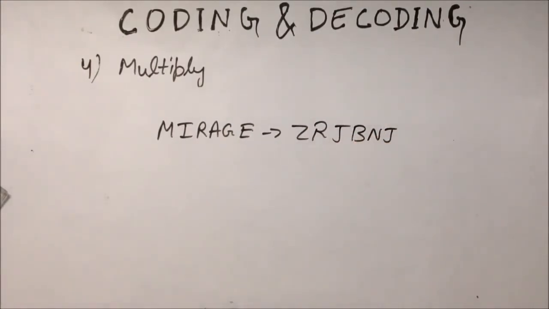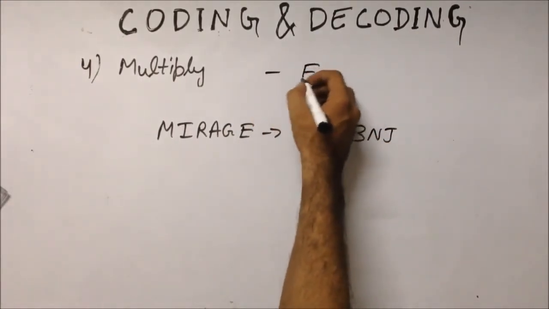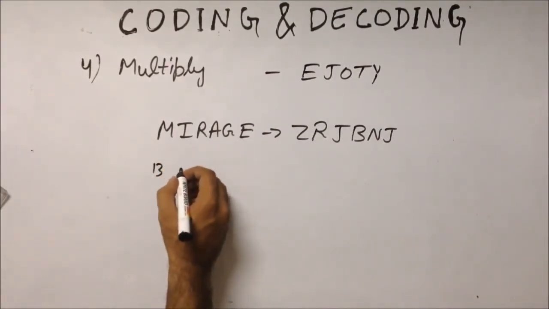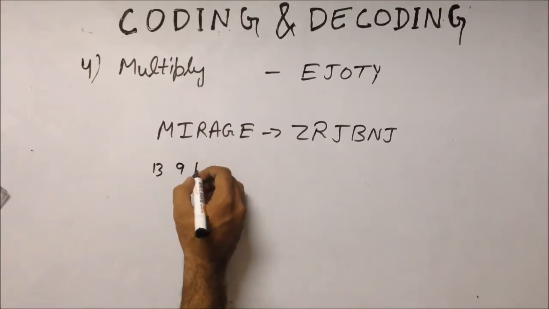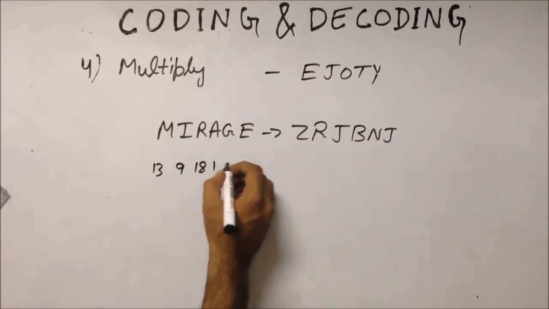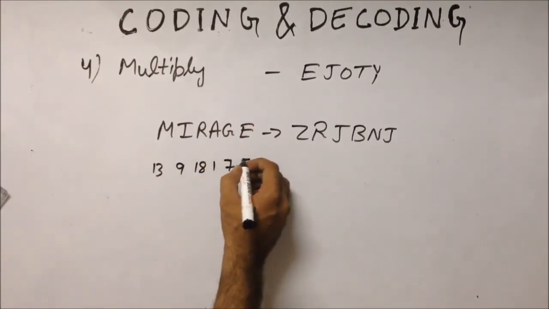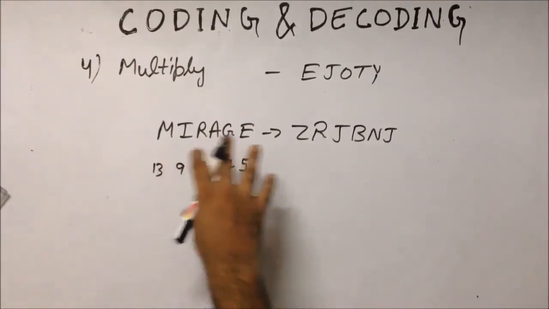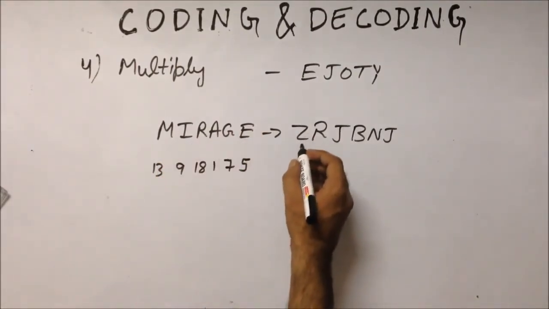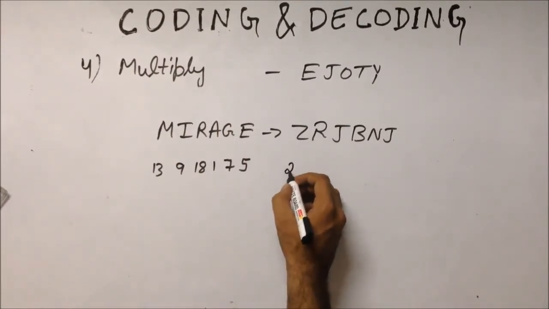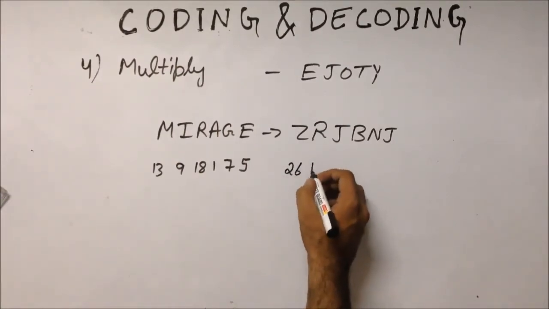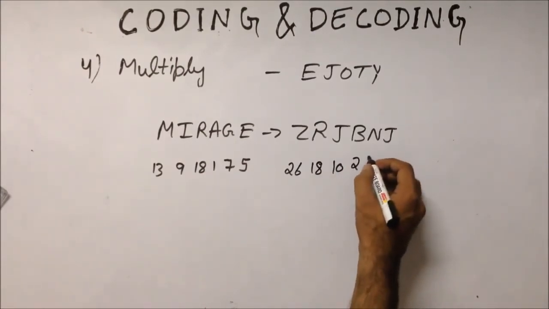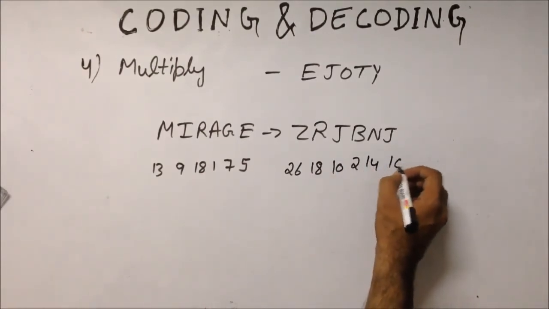Again, using our EJOTY pattern, we can easily guess that M comes at the 13th place, I at the 9th place, R at the 18th place, A at 1st place, G at 7th place, and E at 5th place. Again, we'll see the corresponding codes for the word MIRAGE. As we all know, Z comes at the 26th place, R at the 18th place, J at 10th place, B at 2nd place, N at 14th place, and J at 10th place.